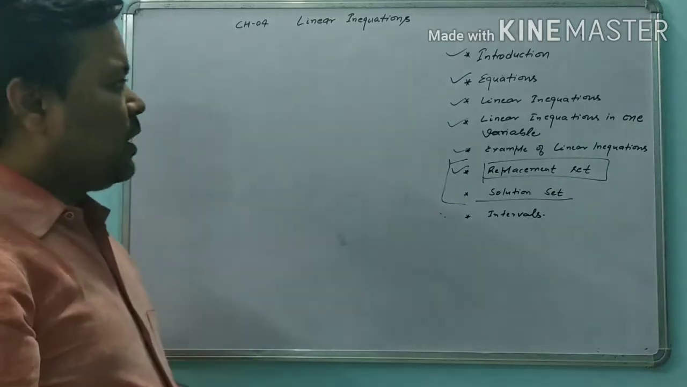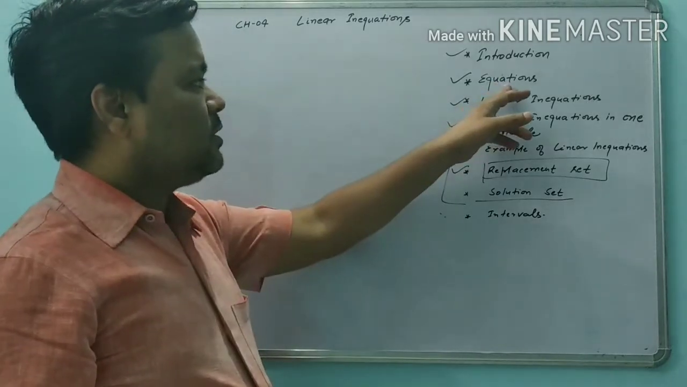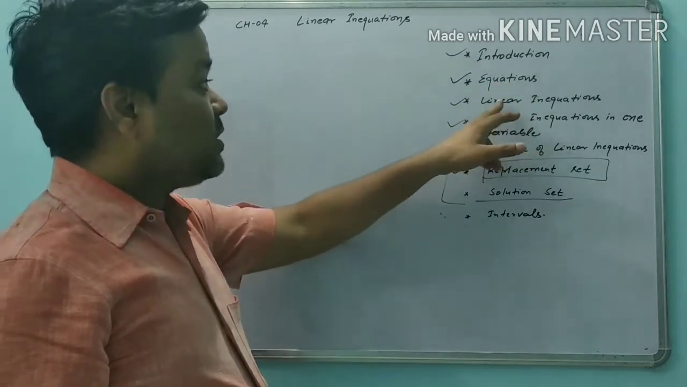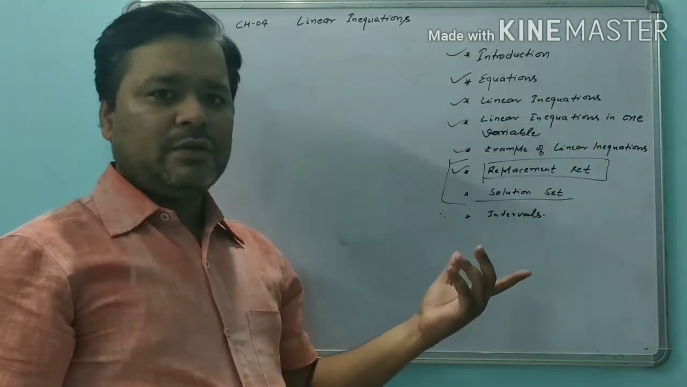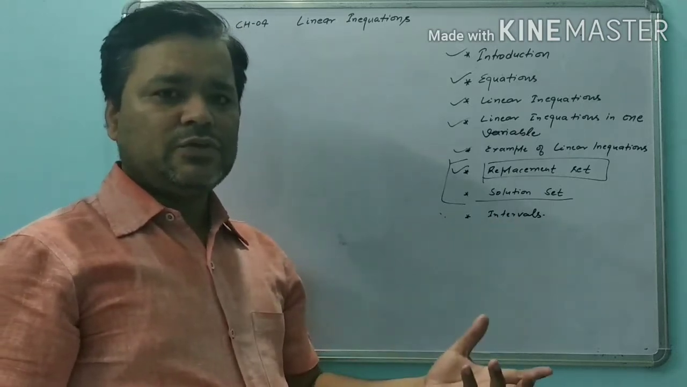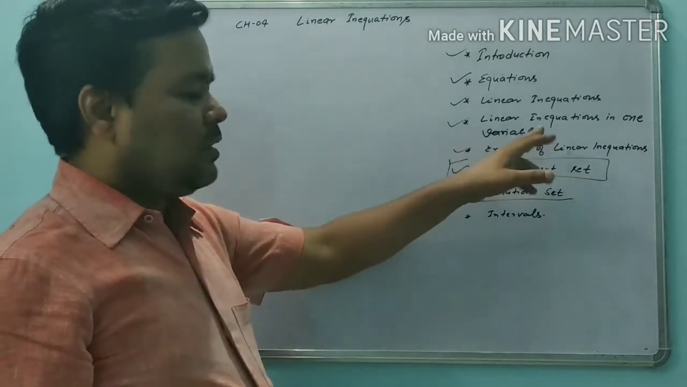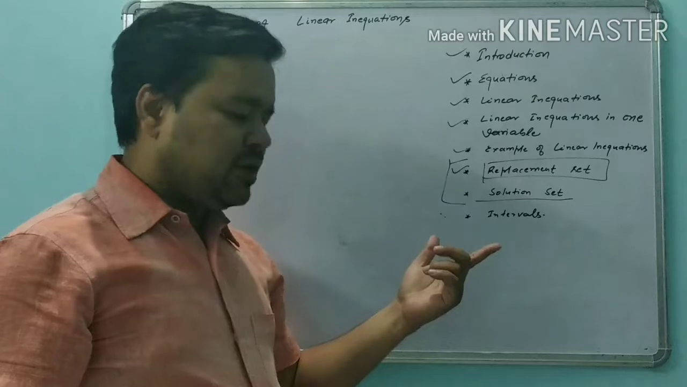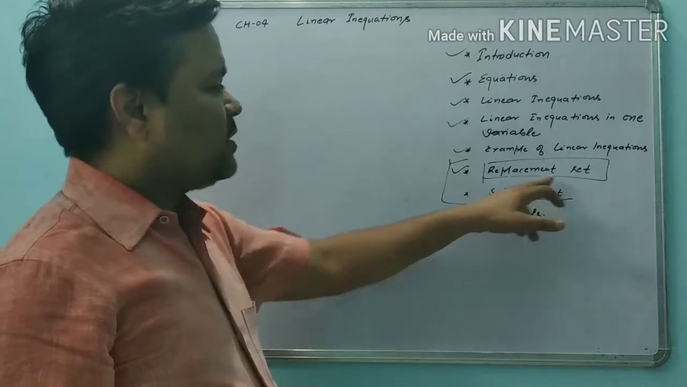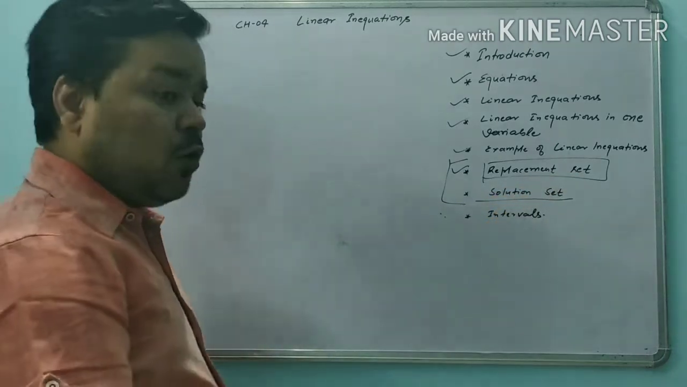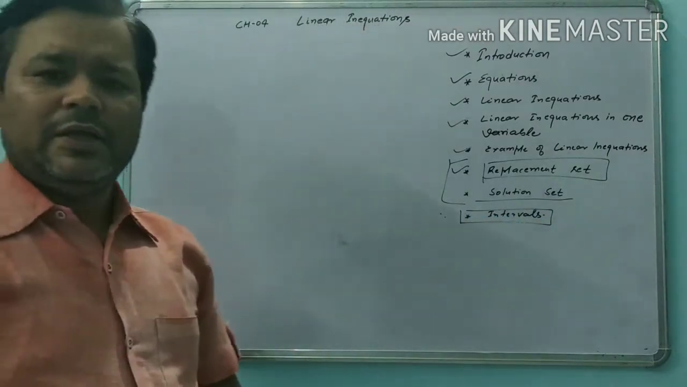I think now I have explained all the things: from where the concept of inequation comes, the definition of inequation, and what a linear inequation in one variable is. ax plus b greater than or equal to 0, less than or equal to 0, greater than 0, or less than 0, those four conditions are linear inequations in one variable, where the variable is only x. Examples of linear inequations I have also given. What is the replacement set? What is the solution set? And now the last one, that is interval. We will just discuss the interval.